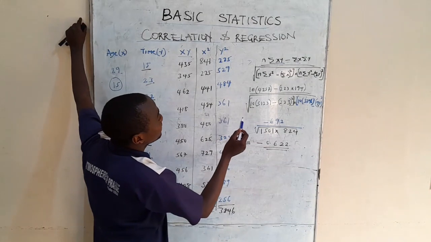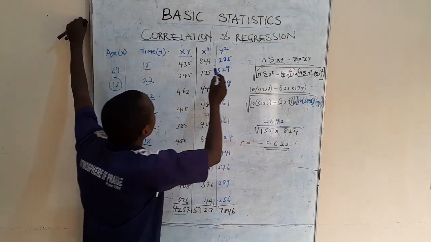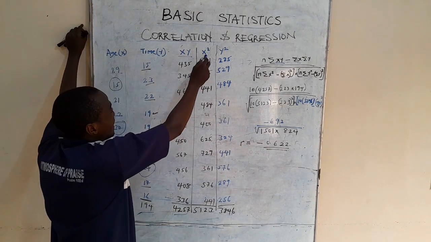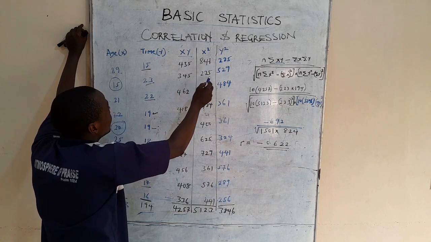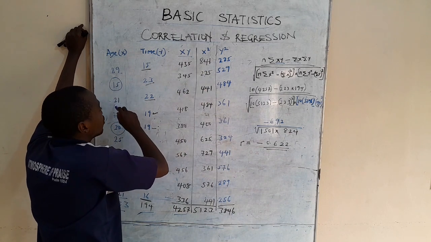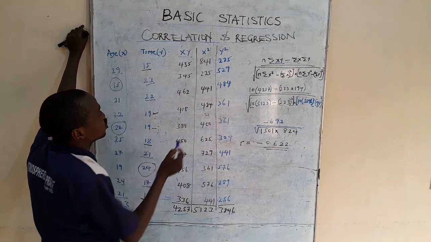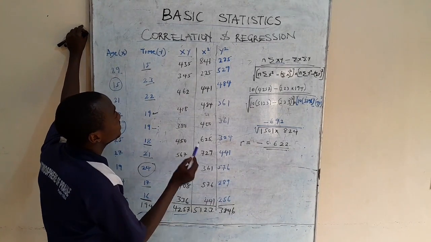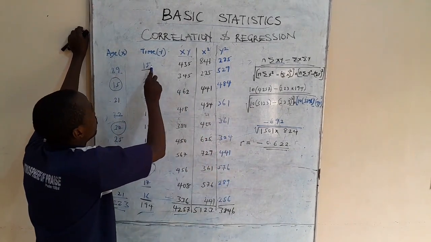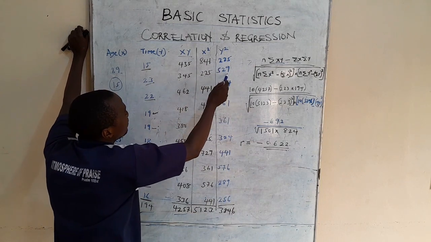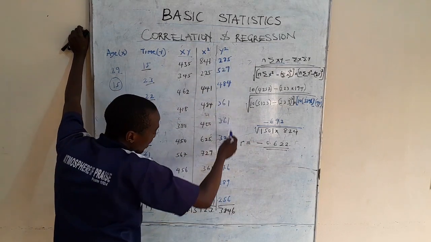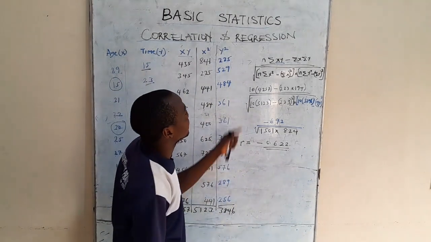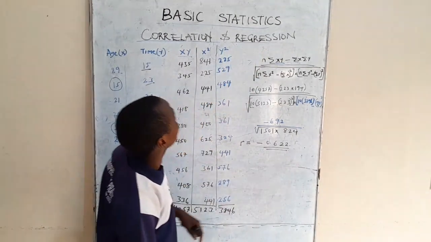Now what do we need again? We need the x squared. You square every value here under x, and that is what we have as x squared. When you square 15 we have this, when you square 12 we have this, and so on. Now the summation of everything here is 5,123. Then for y, we square y also: 15 squared will give us this, 23 squared will give us this. When we add everything, we have 38,446.